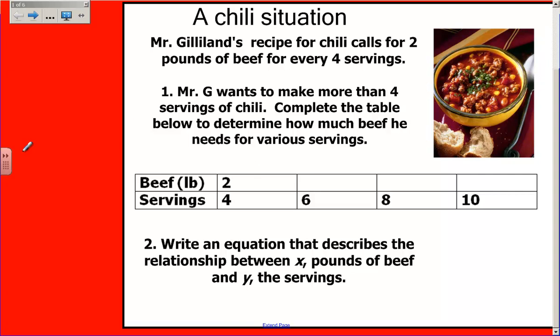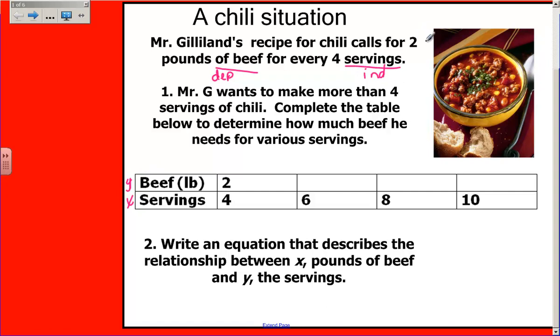Before I do anything, we need to talk about our two variables. I have pounds of beef and number of servings. And in this problem situation, the amount of beef I need depends on how many servings I'm going to have. So the amount of beef is dependent and the servings is independent. That makes my servings X and the amount of beef Y. And that's going to be important for what we're doing in a minute so that we can finish filling in this table, because it's backwards at the moment from what we're used to.